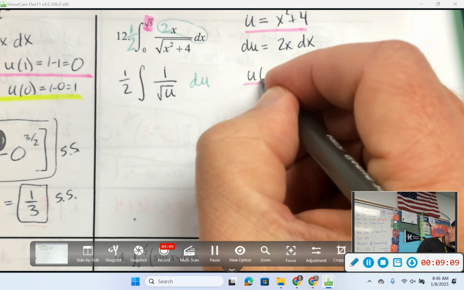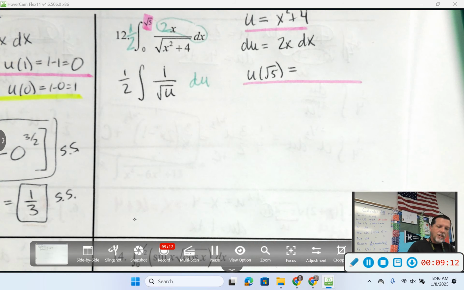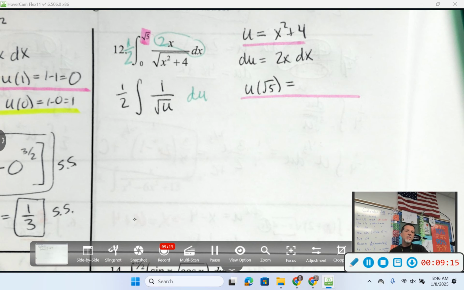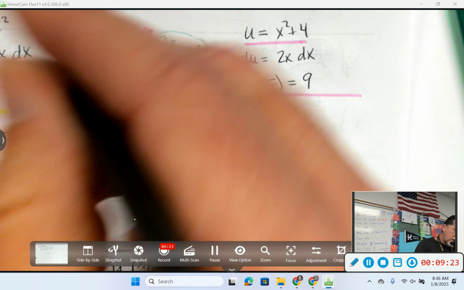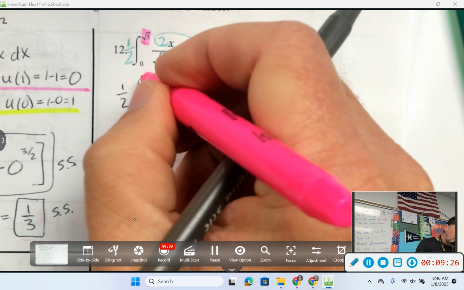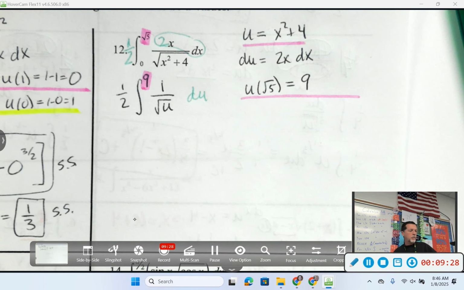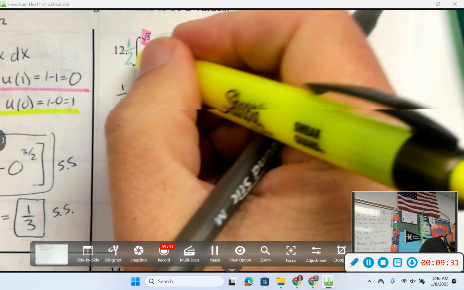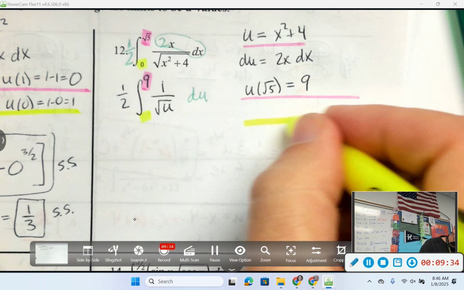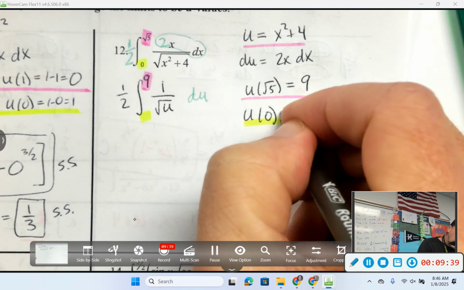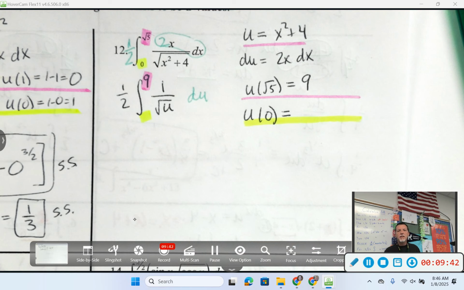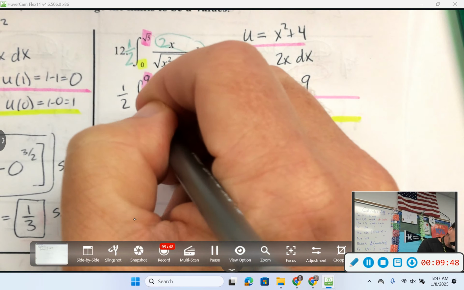So, if x is square root of 5, what's u? When x is root 5, what is u equal to? 9. I just square it, I get 5 plus 4 is 9. So my new top limit is u equals 9, not x equals square root 5. And then my bottom limit, same process. I'm going to plug in 0 for x and get 4 for an answer. So now my new bottom limit is 4.